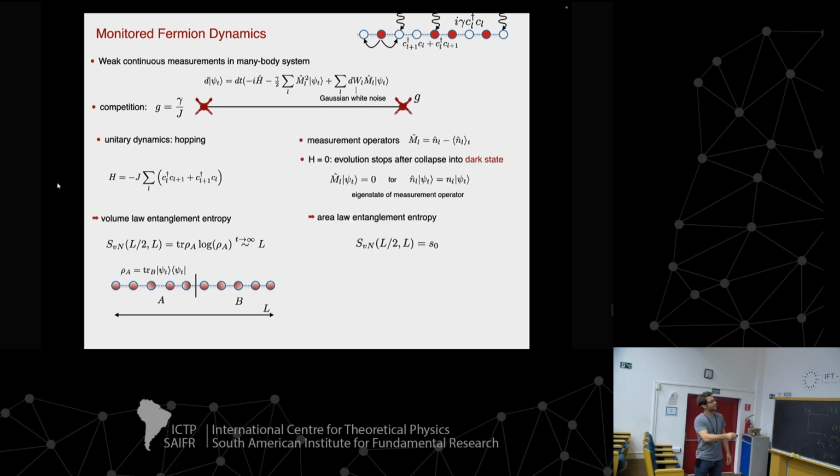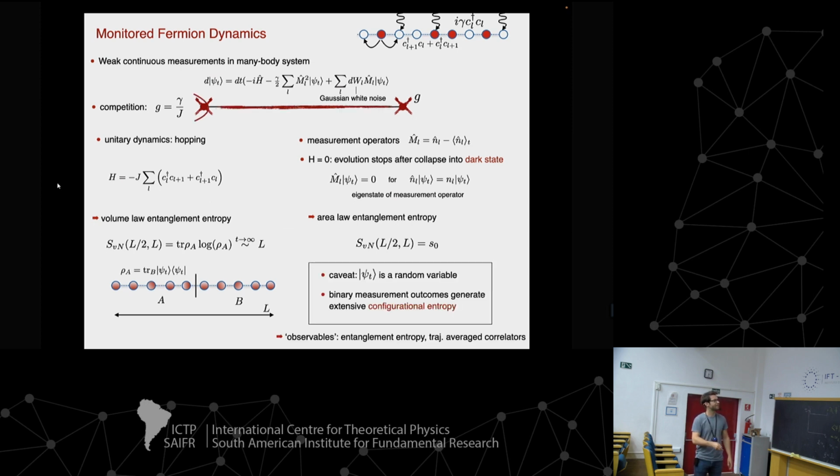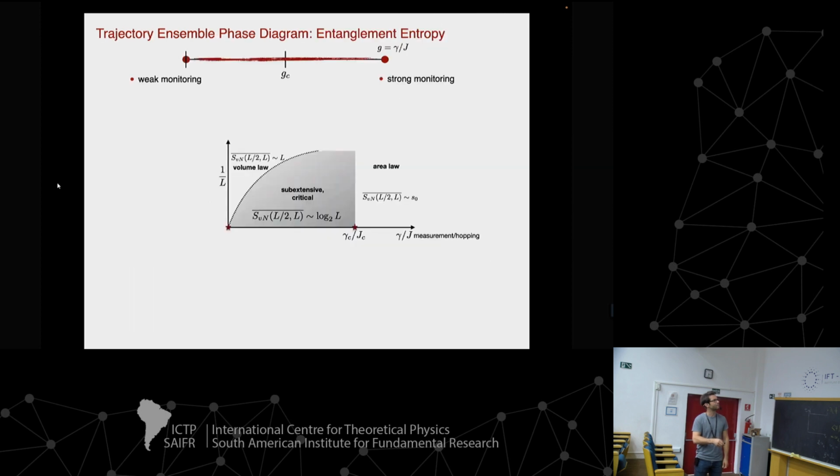while these measurement operators lead to the collapse, to the soft collapse of the wave function, as we explained. And therefore, if this is the only resource of dynamics, we get an area law entanglement entropy, because we're collapsing into this product state in the end. And we have to respect this caveat. We have to build the proper observables, as I said. Now here is the phase diagram, first the phenomenology, and then why this happens.